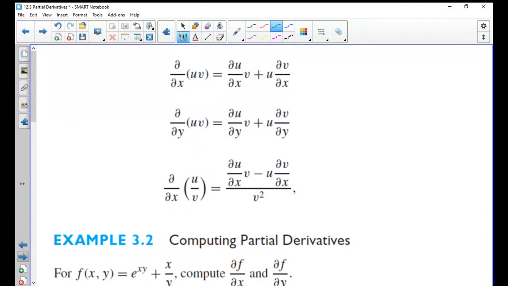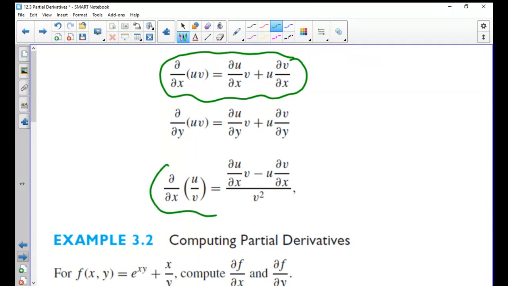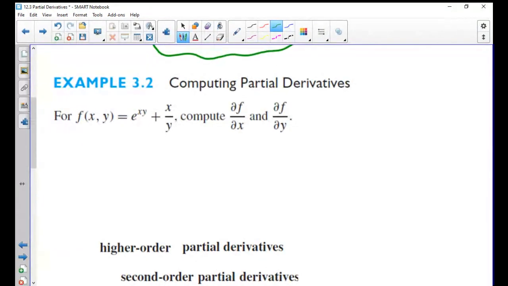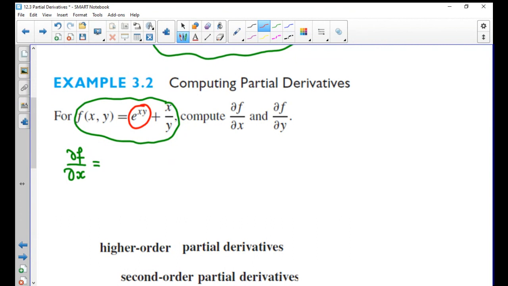And you can see here actually the rules that I just mentioned, the product rule, and then you have the quotient rule that we already know. All right. Now I have a function here, and I want to find its derivative with respect to x, so df over dx. Now, what will be this derivative with respect to x?